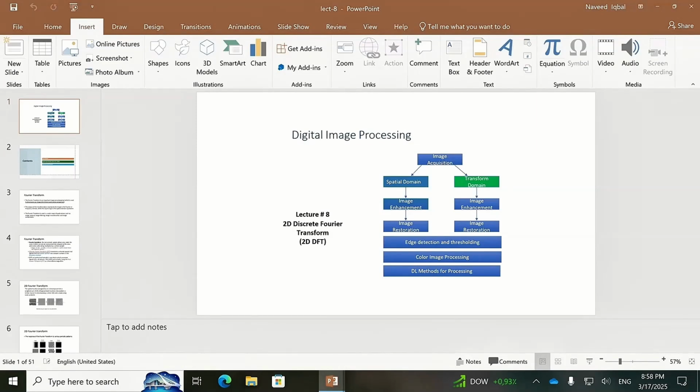So it was necessary, in order to go to the 2D DFT or 2D Fourier Transform, to learn some part of it. Once we get used to that, we apply the same thing to 2D. That's why I opened both of them, 1D and 2D, so I can go back and forth to make things smooth.